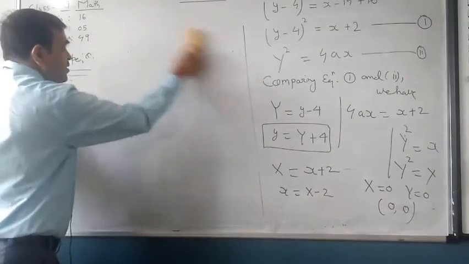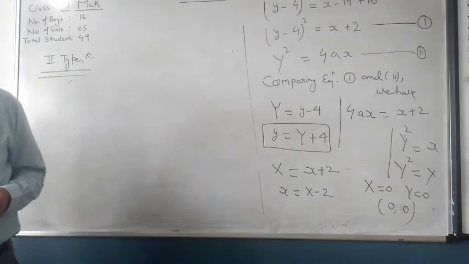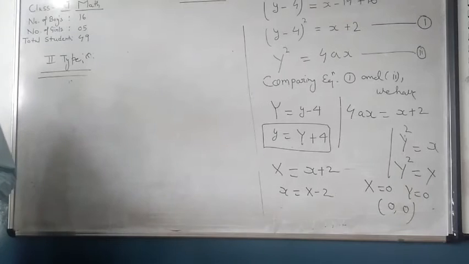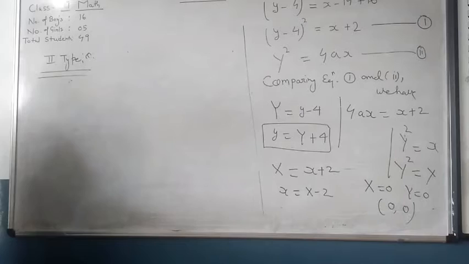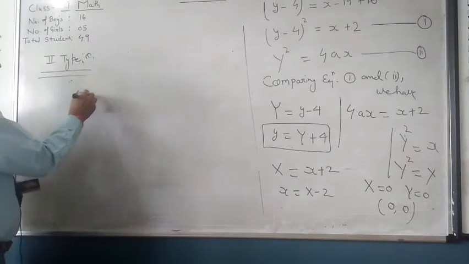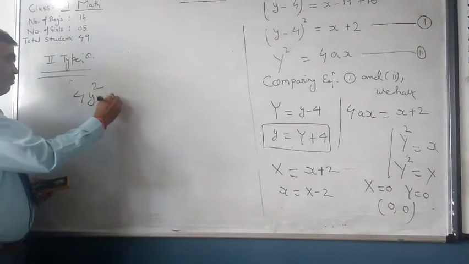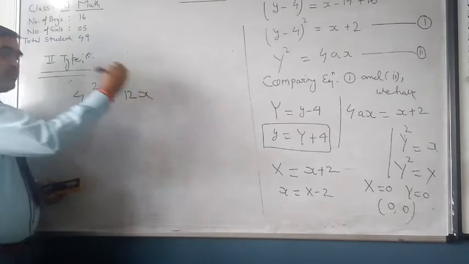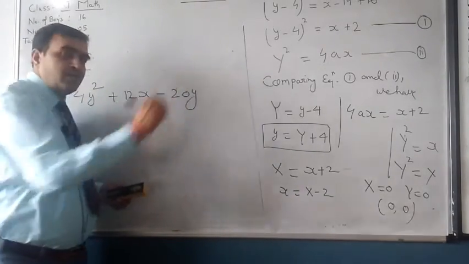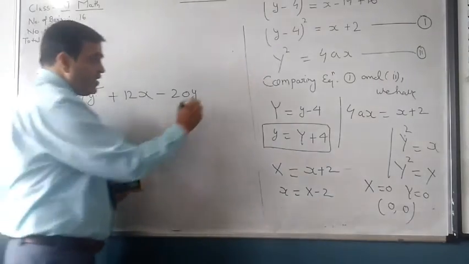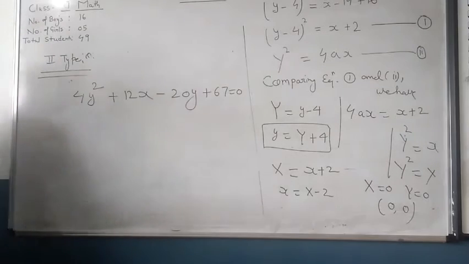Now one more question. Find out the vertex, axis, focus, directrix of the parabola 4y square plus 12x minus 20y plus 67 is equals to 0.